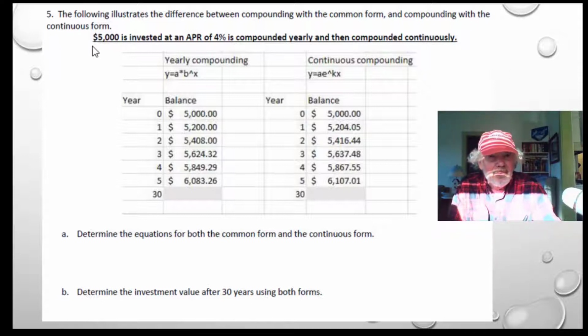Number 5 is the following, which illustrates the difference between compounding and the common form. And here is the common form, y equals ab to the x.